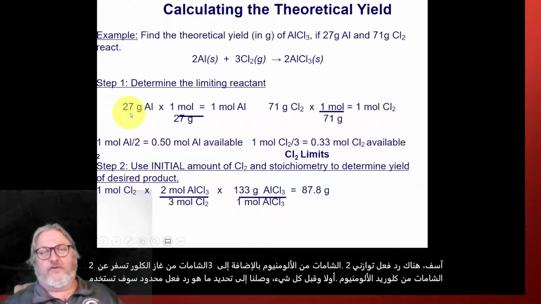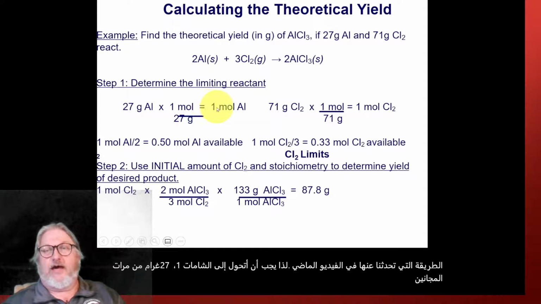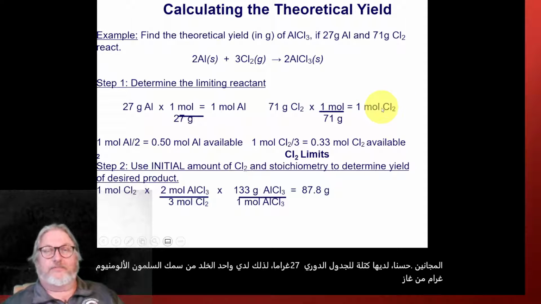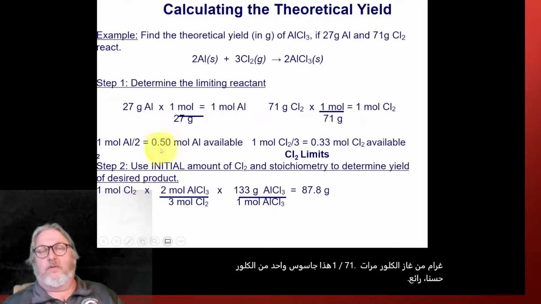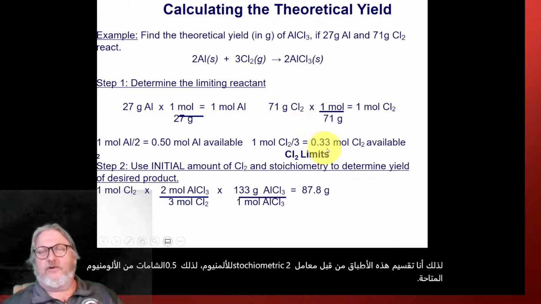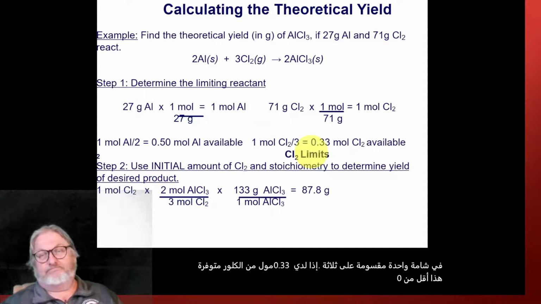So I've got to convert to moles first. 27 grams of aluminum times 1 over 27, the mass from the periodic table, gives 1 mole of aluminum. 71 grams of chlorine gas times 1 over 71 gives 1 mole of chlorine. Okay, cool. So I divide these moles by the stoichiometric coefficient, 2 for aluminum, so 0.5 moles of aluminum available. And 1 mole divided by 3, so I have 0.33 moles of chlorine available. Well, that's less than 0.5, so chlorine is the limiting reactant.